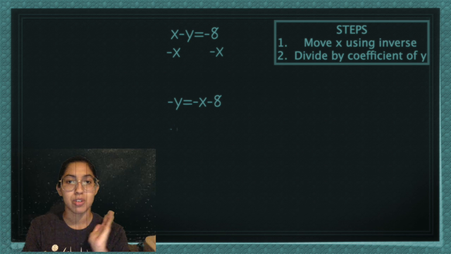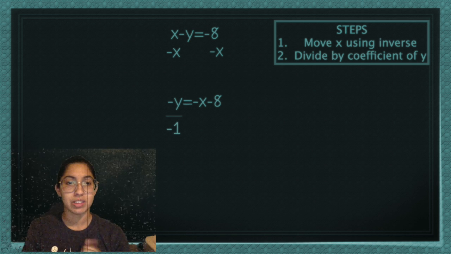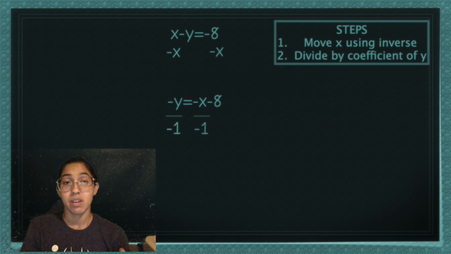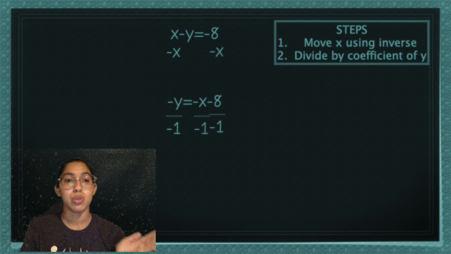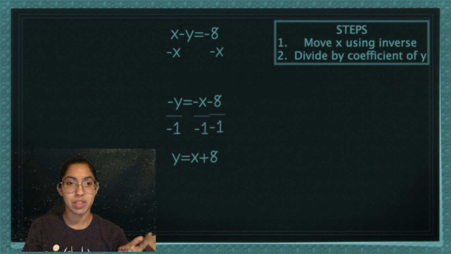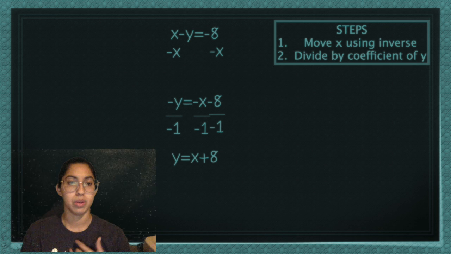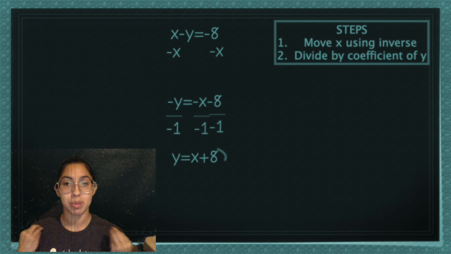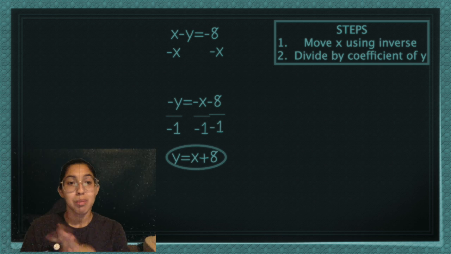So again, we are going to divide by the coefficient of y, which in this case is -1. When we go to divide, it goes to everything, not just one thing. So that -x divided by -1, negative makes a positive, so that would be positive x. -8 divided by -1 would be positive 8. And that would be our answer.